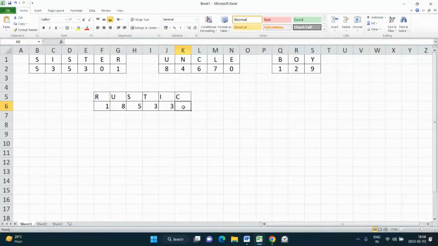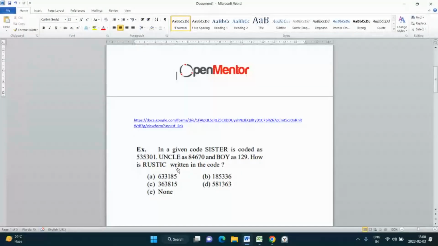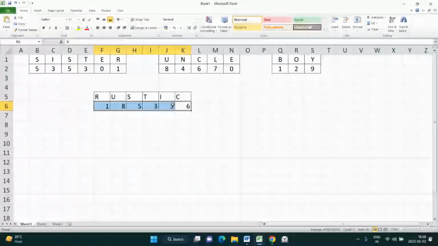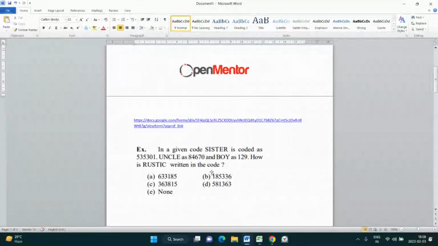And C, where do I have C? I have C here. C is equal to 6. Now, rustic is to be coded as 185336. I want to find out whether this is available in the answer. That 185336, 185336, which is the B. So answer is B. Any doubt?